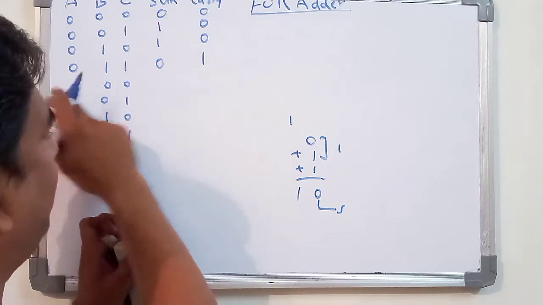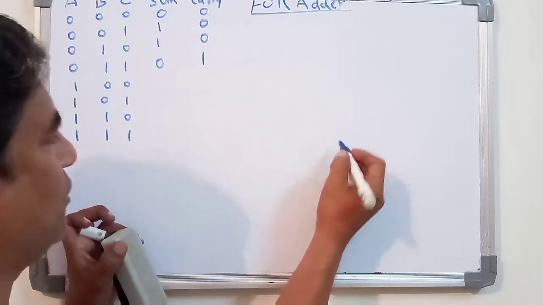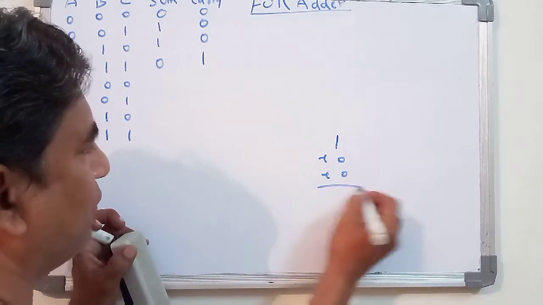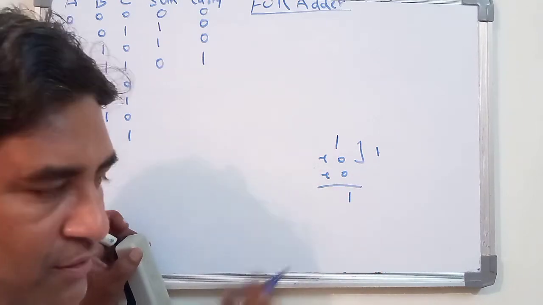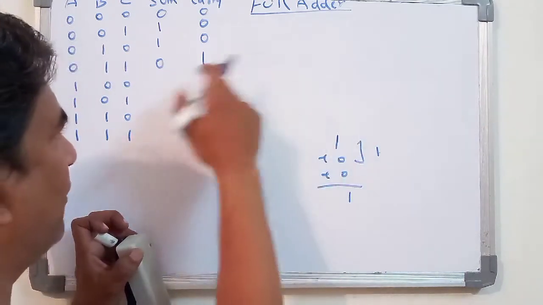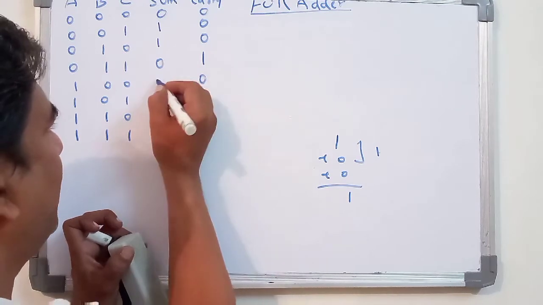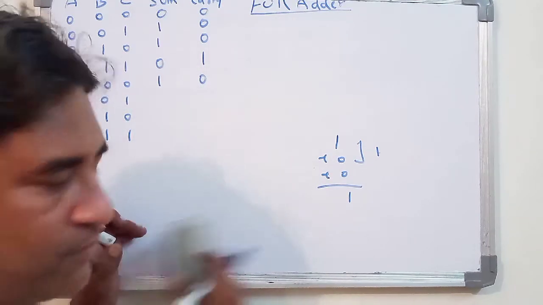Again the same thing, 1 plus 0 plus 0. 1 plus 0 is 1, and 1 plus 0 again is 1. The carry is not generated, so for the carry you put 0, and for the sum it is 1.